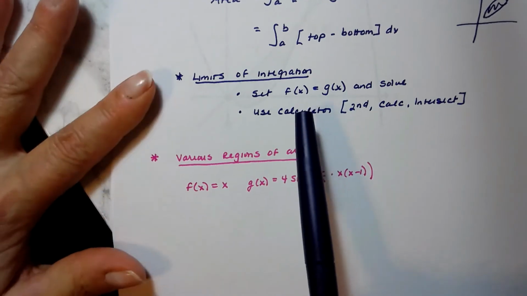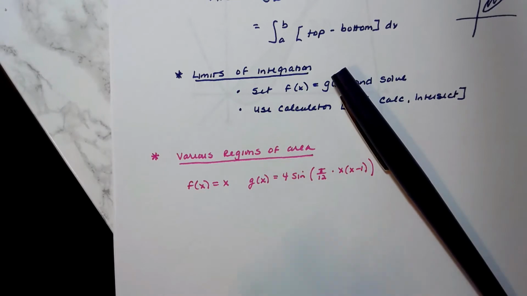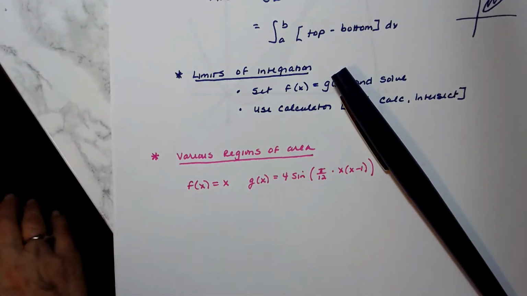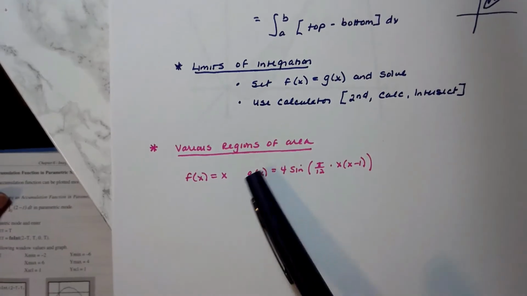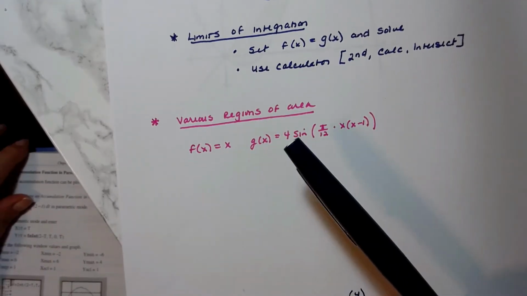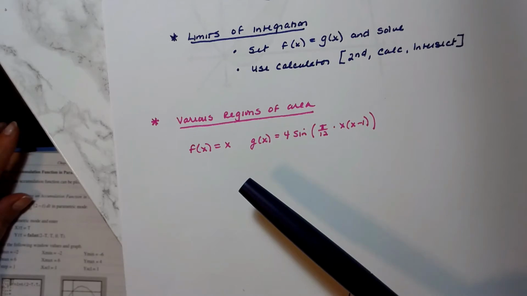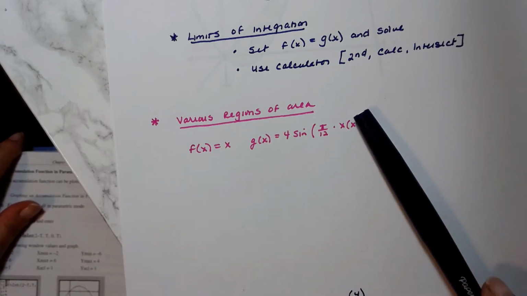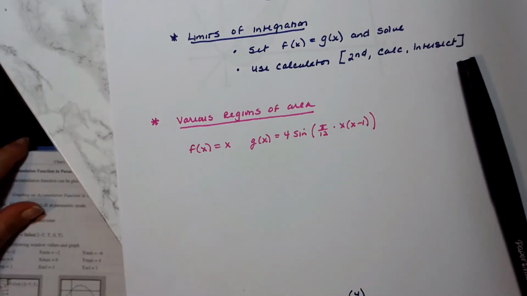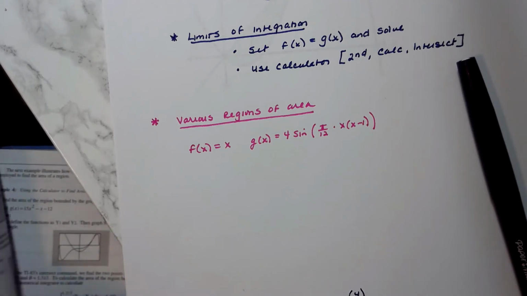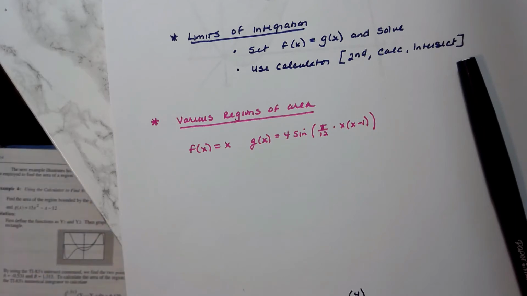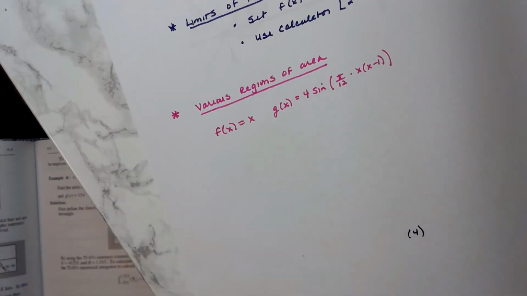But these areas are not hard to find. Something of importance that you might see on the exam, which we need to cover, is where we have area in various regions, in other words, more than two points of intersection. I think I did this one in class, but I'm not sure.